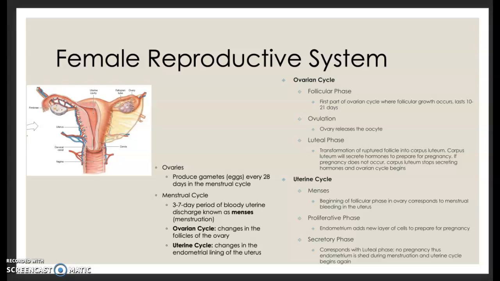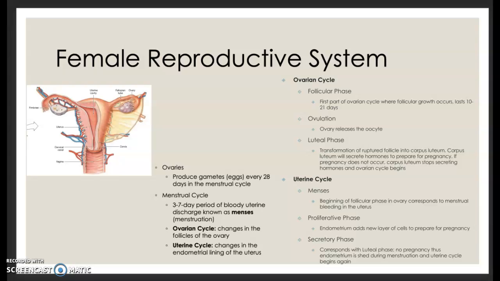The ovaries are responsible for producing gametes or eggs every 28 days in the menstrual cycle. The menstrual cycle is a 3 to 7 day period of bloody uterine discharge. This is known as menses in itself. So we have the ovarian cycle and the uterine cycle. Ovarian cycle changes are the changes in the follicles of the ovary, whereas the uterine cycle is the changes in the endometrial lining of the uterus.